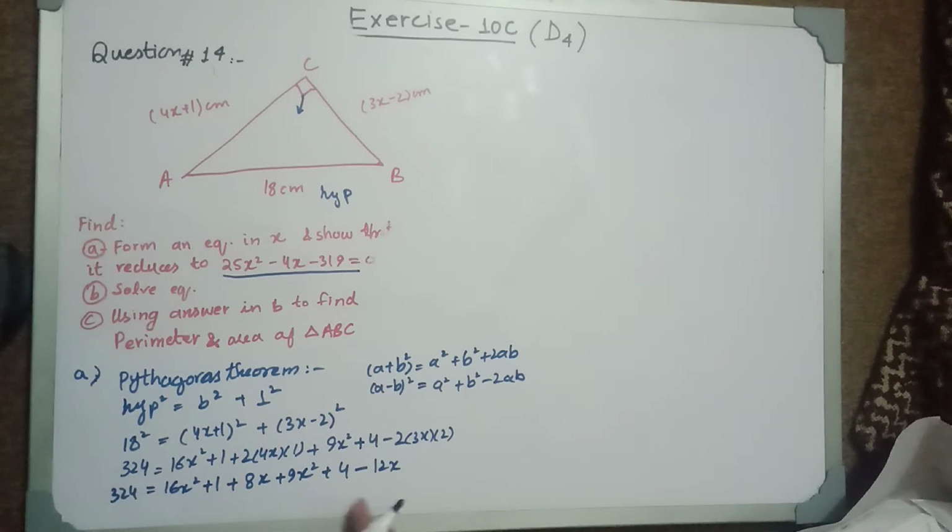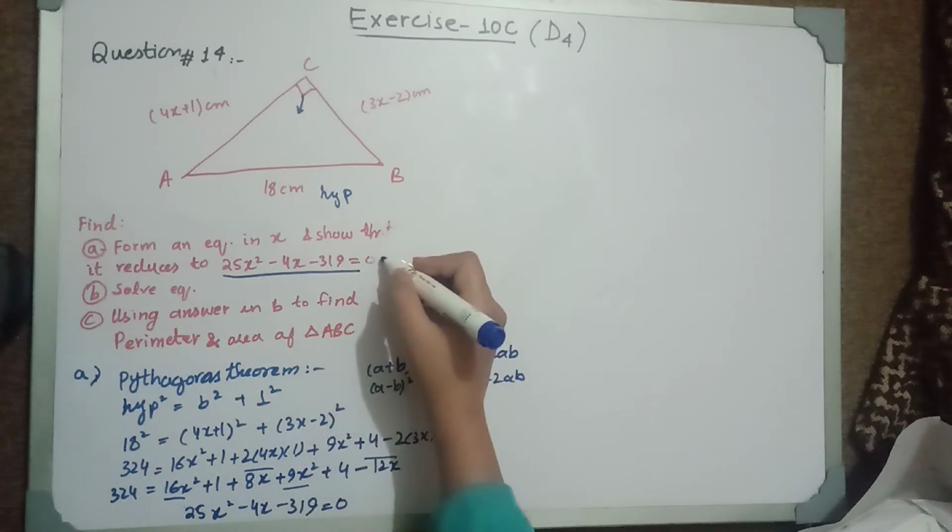And when you solve this equation, we will add or subtract the values having the same variable, like 16x square and 9x square, then 8x and 12x, and then you will solve these numbers. Then on solving you will get the equation 25x square minus 4x minus 319 equals 0. So we are done with the first part.